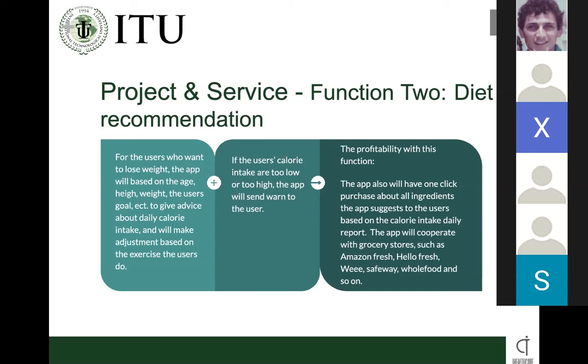The way we can use this function for profit is maybe one-click purchase of all the ingredients the app recommends to the user based on the daily calorie intake report. The app will also cooperate with grocery stores such as Amazon Fresh, HelloFresh, Safeway, Whole Foods, and so on. So we can give you all the ingredients you need for maybe one day's meal or the whole week's meal. So you can plan for the week, easier and healthier.